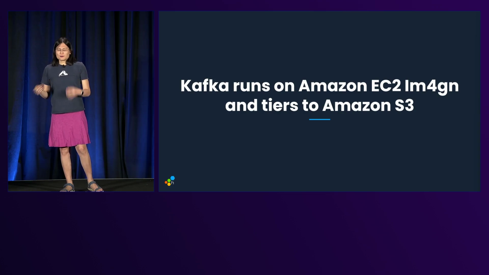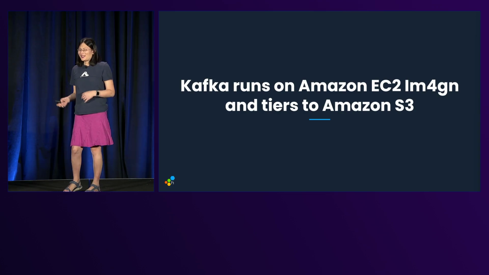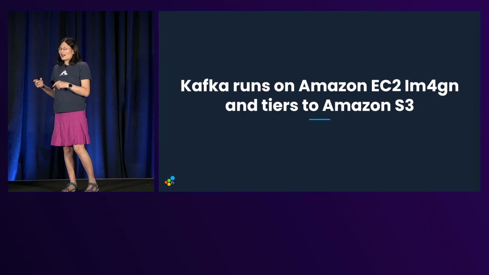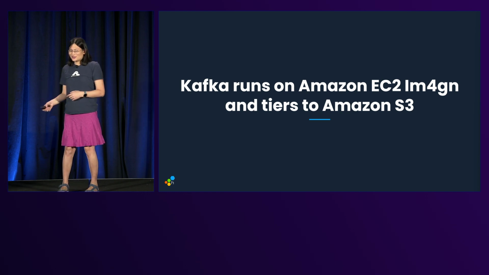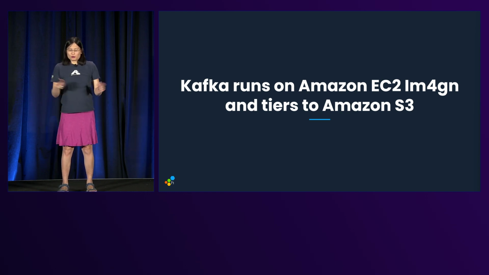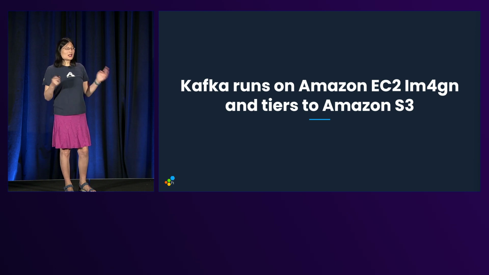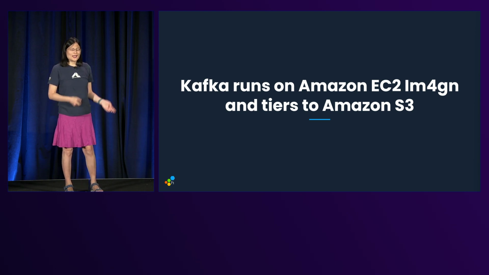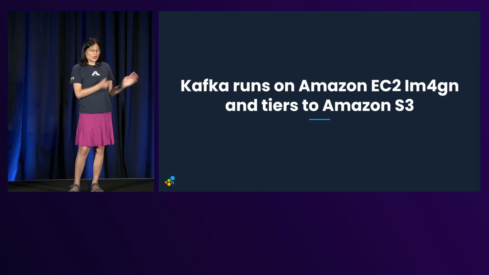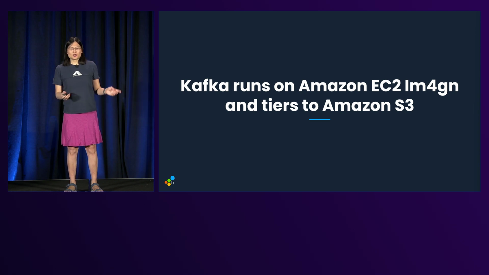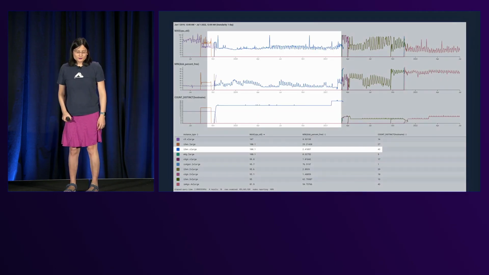So our Kafka brokers run IM4GN. I did see the announcement about I8G. We have not yet had a chance to try it yet. So we're using IM4GN, and we're also tiering data to AWS S3. So let's talk about the evolution of our Kafka cluster and how we evolved that to run 100% on Graviton at substantially better price performance.